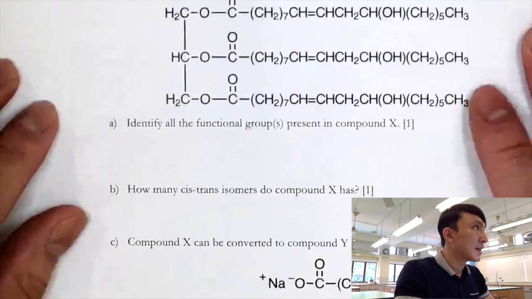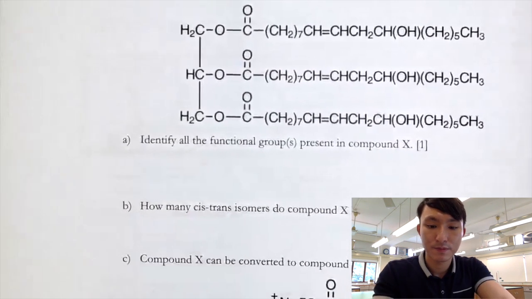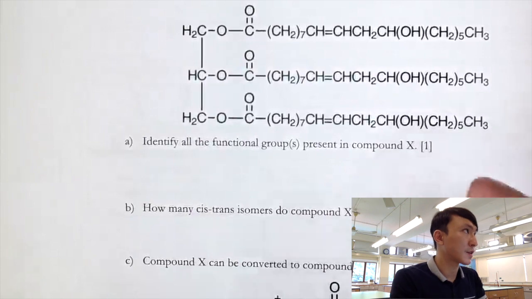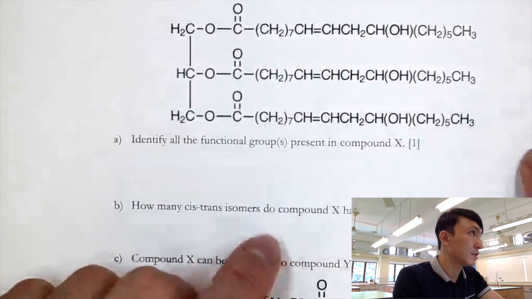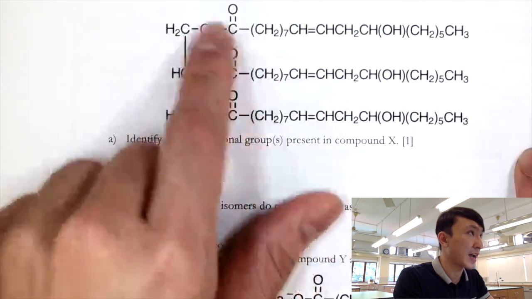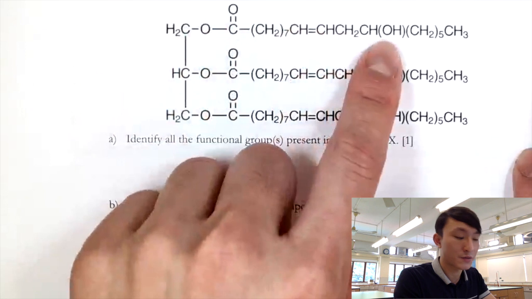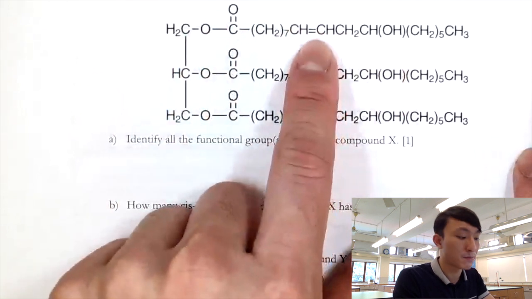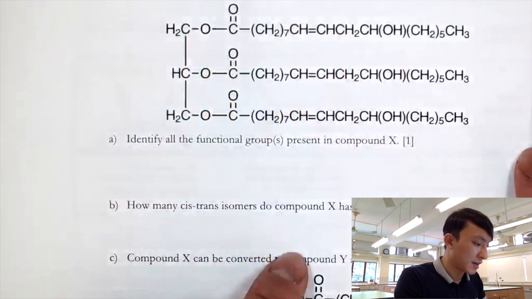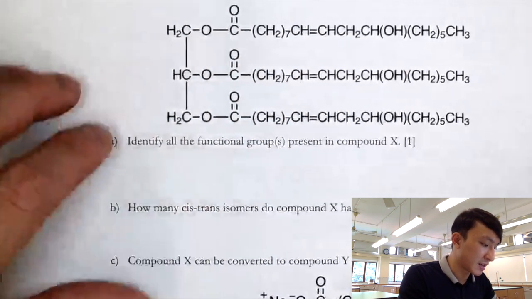So let's look at this question. This is a question about castor oil. The structure is given like here. It is a triglyceride or triester with a fatty acid, and the fatty acid itself has a hydroxyl group and also a CC double bond as well. Identify all the functional groups present in compound X.